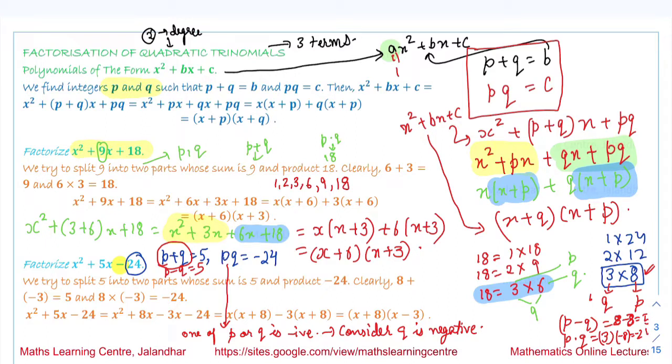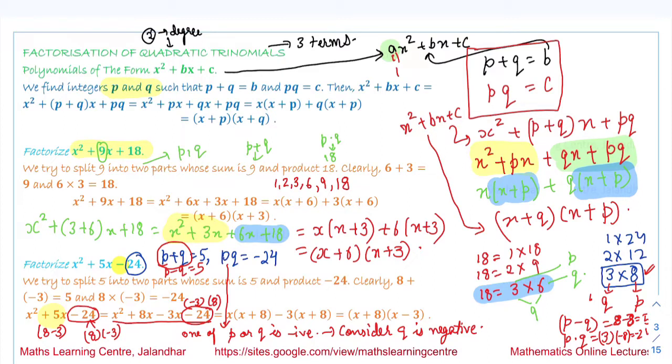So what we have done over here, this plus 5 is there. In place of 5, we are writing 8 minus 3. In place of minus 24, we are writing 8 into minus 3. So we are getting the terms in this form. In place of minus 24, we are writing minus 3 into 8.